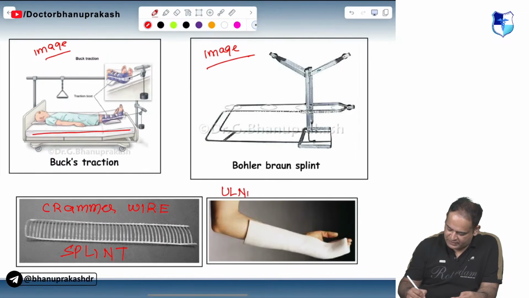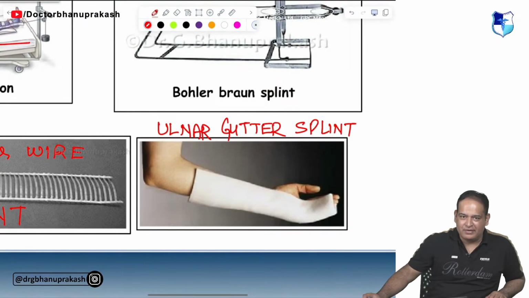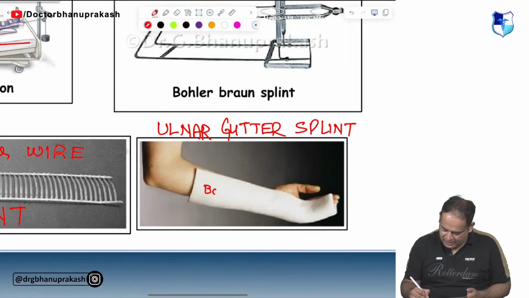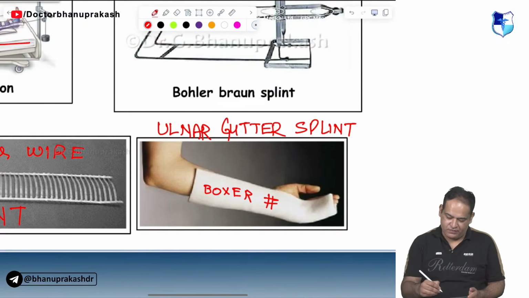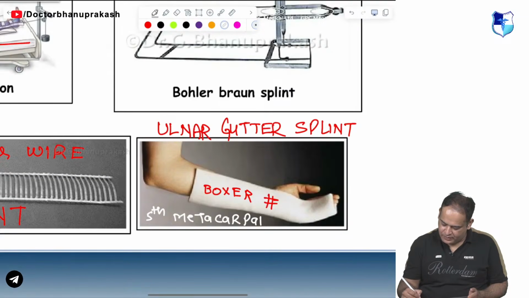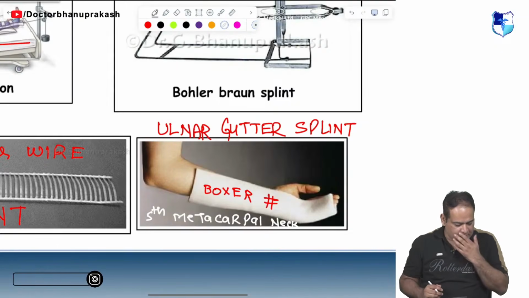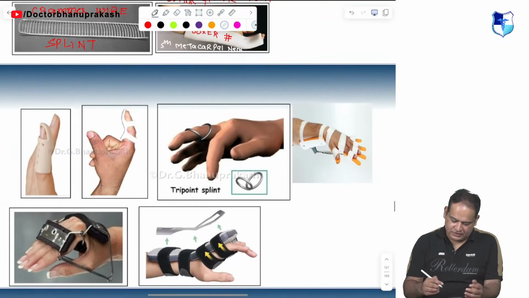Now, this one is an ulnar gutter splint. Can anyone tell me what is the use of ulnar gutter splint? Will any of you tell me? Come on, you don't feel like telling. It is used for boxer fracture. Boxer fracture, that is 5th metacarpal neck fracture. Right?